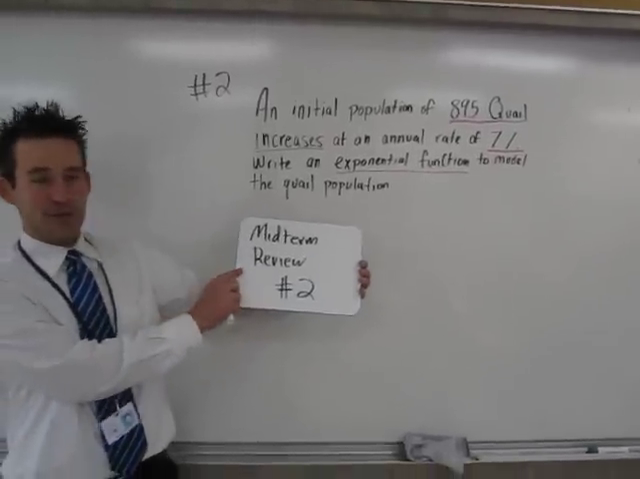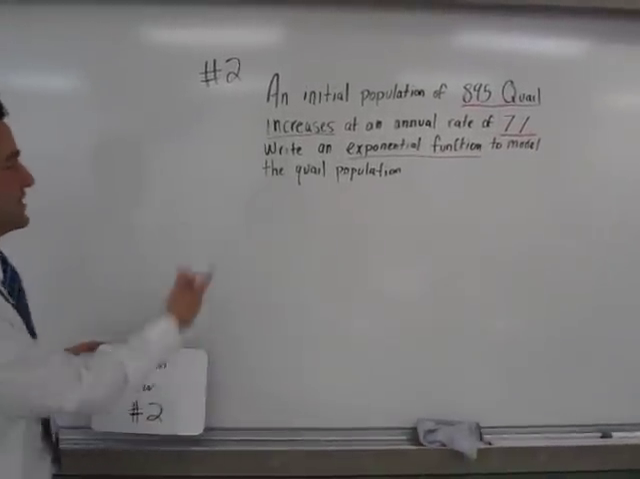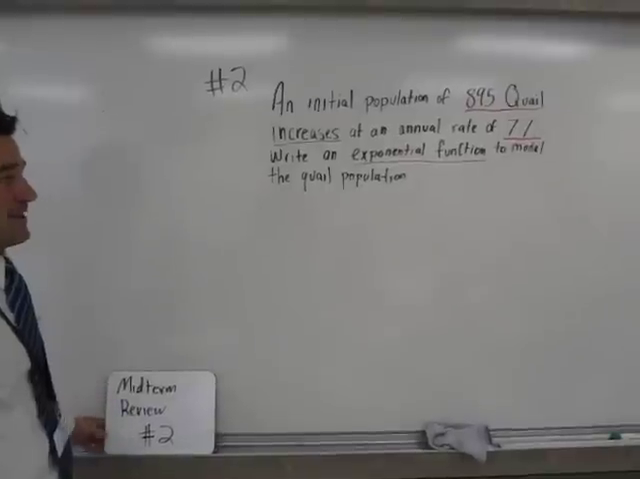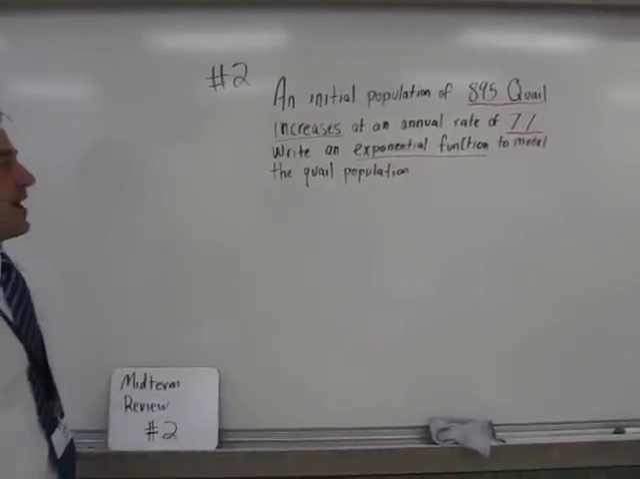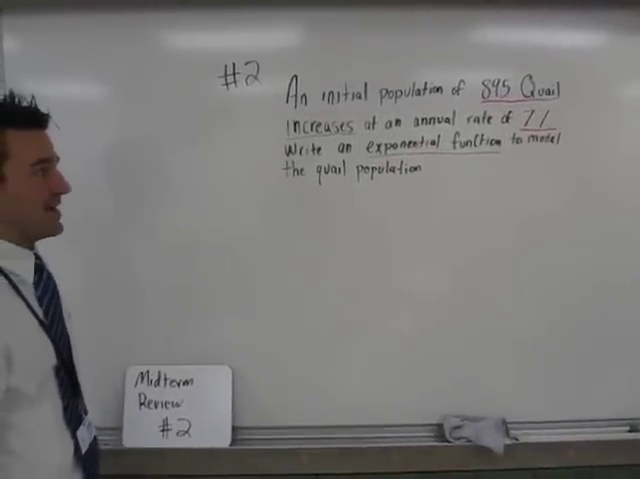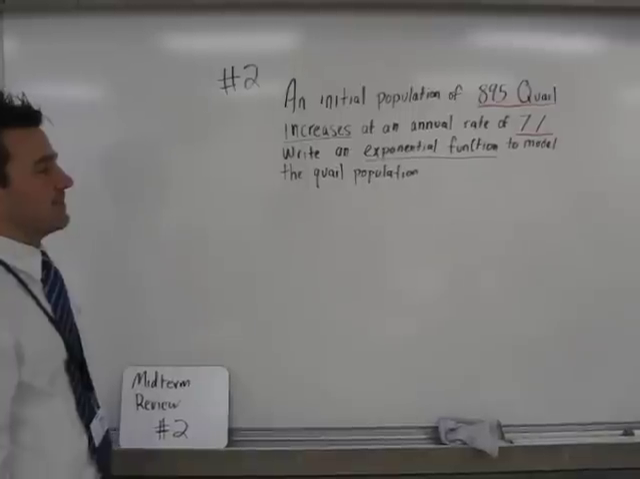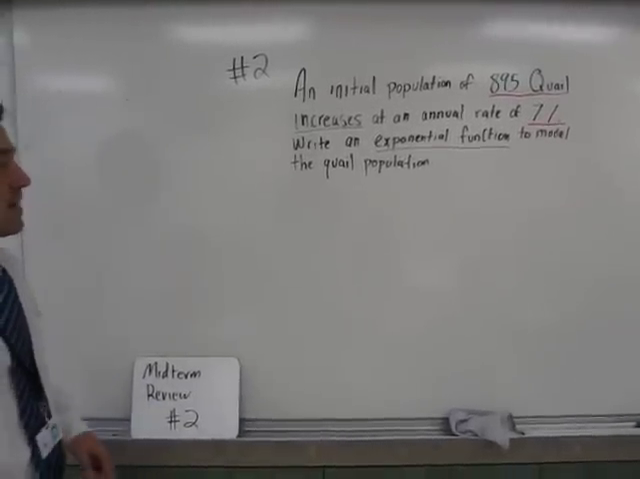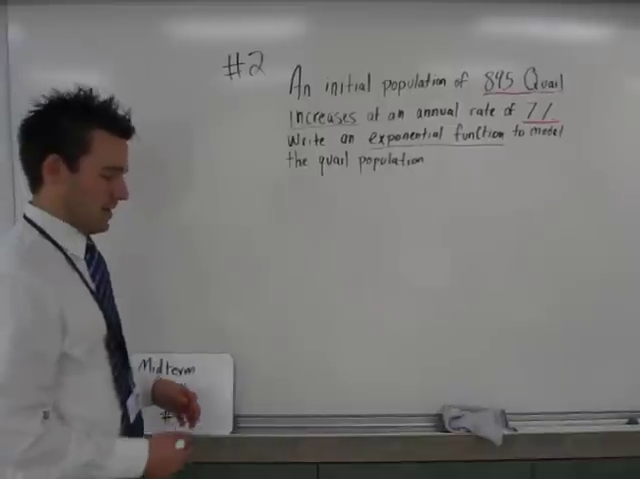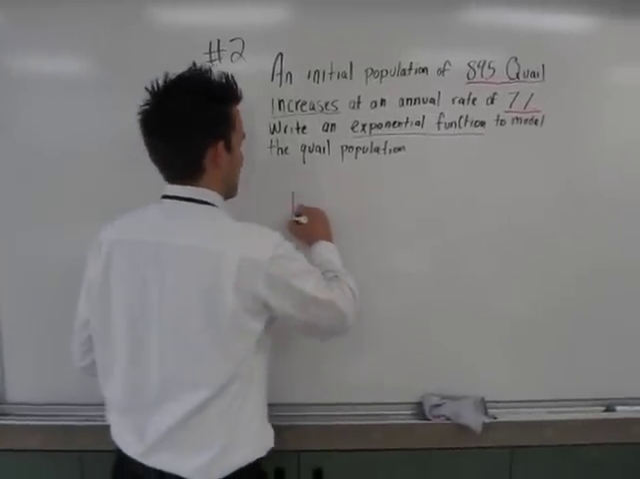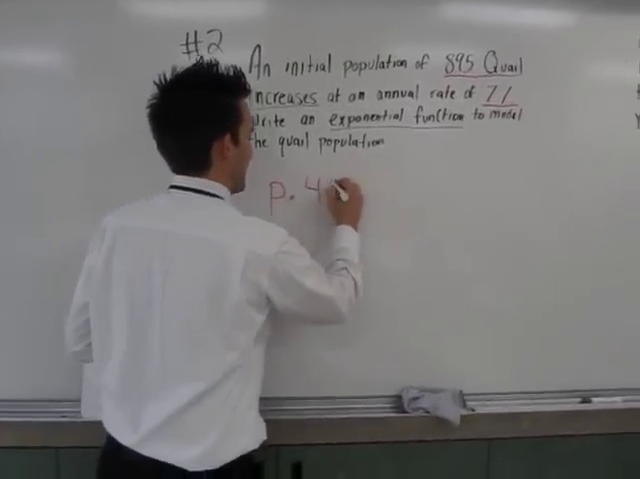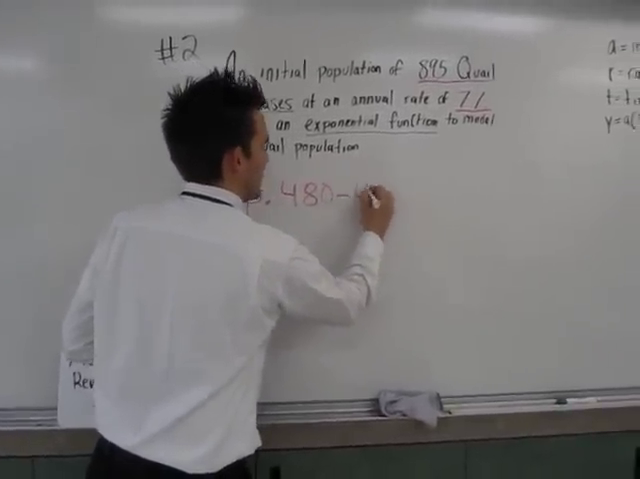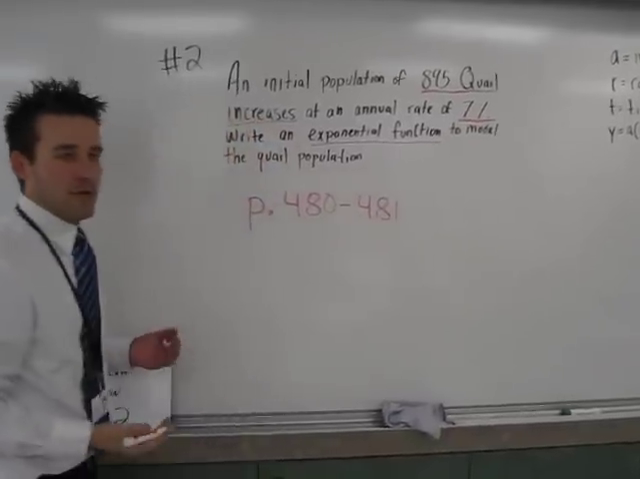This is for midterm review number 2. In this problem, you're told an initial population of 895 quail increases at an annual rate of 7%. Your task is to write an exponential function to model the quail population. The group that did this said pages 480 through 481 will be helpful.